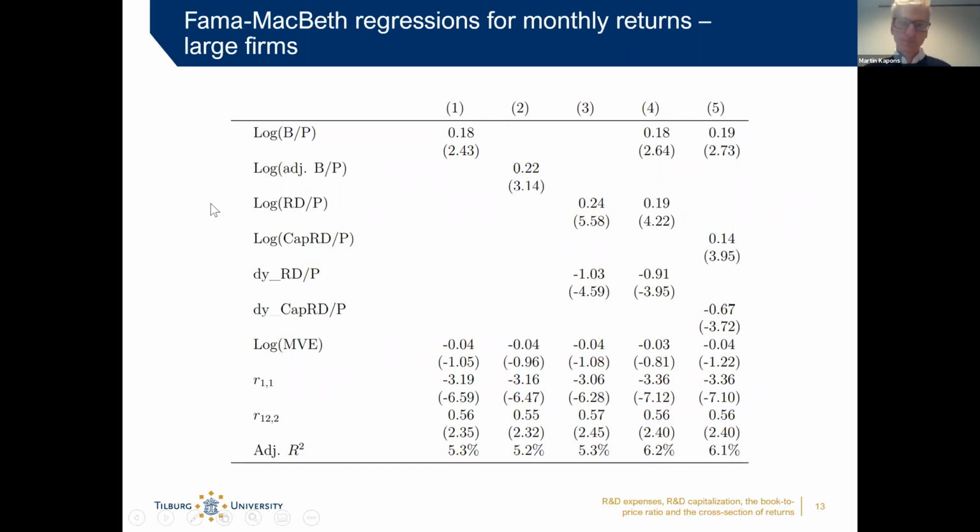So these are the results for large firms, and the first column confirms the positive association between book to price and future realized returns, that the slope coefficient is positive and statistically significant. But, and this is important, the adjusted book to price ratio features a higher association with future realized returns, in that the slope coefficient is higher and the t-value is higher as well.